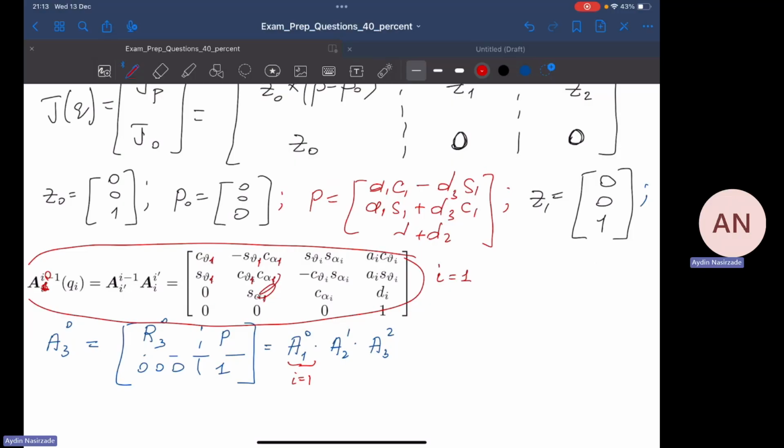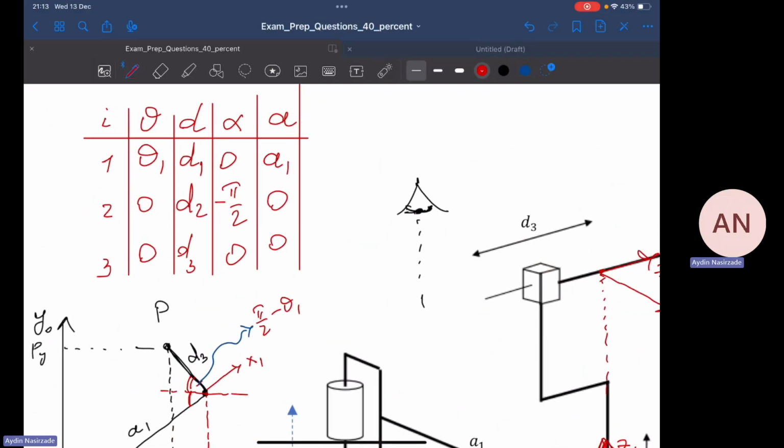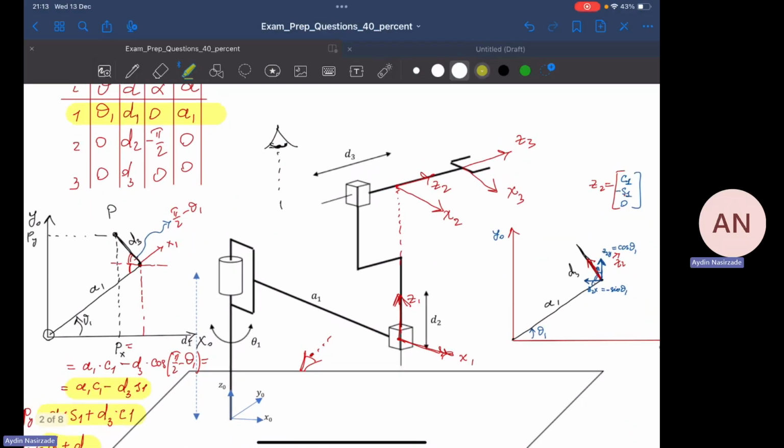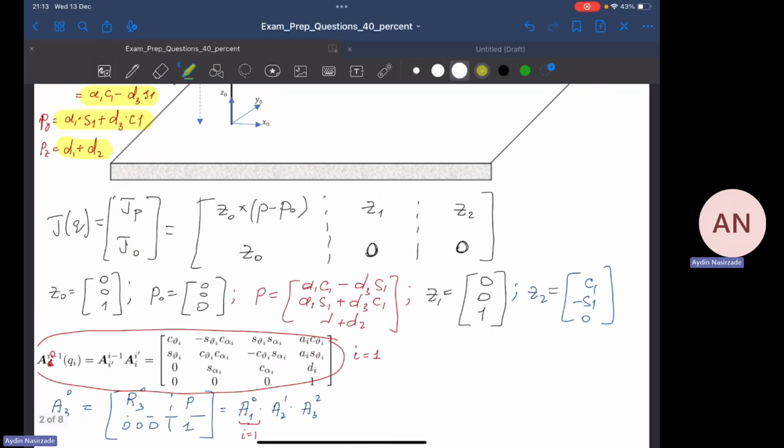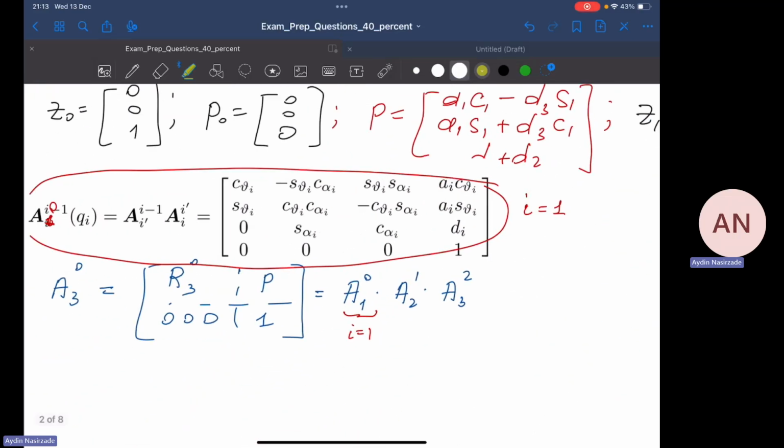Did you understand? But where can you find those theta 1, alpha 1, d1, a1 and so on? How can you find them? From the DH parameter table. For example, the first row will be used to be substituted into this formula.